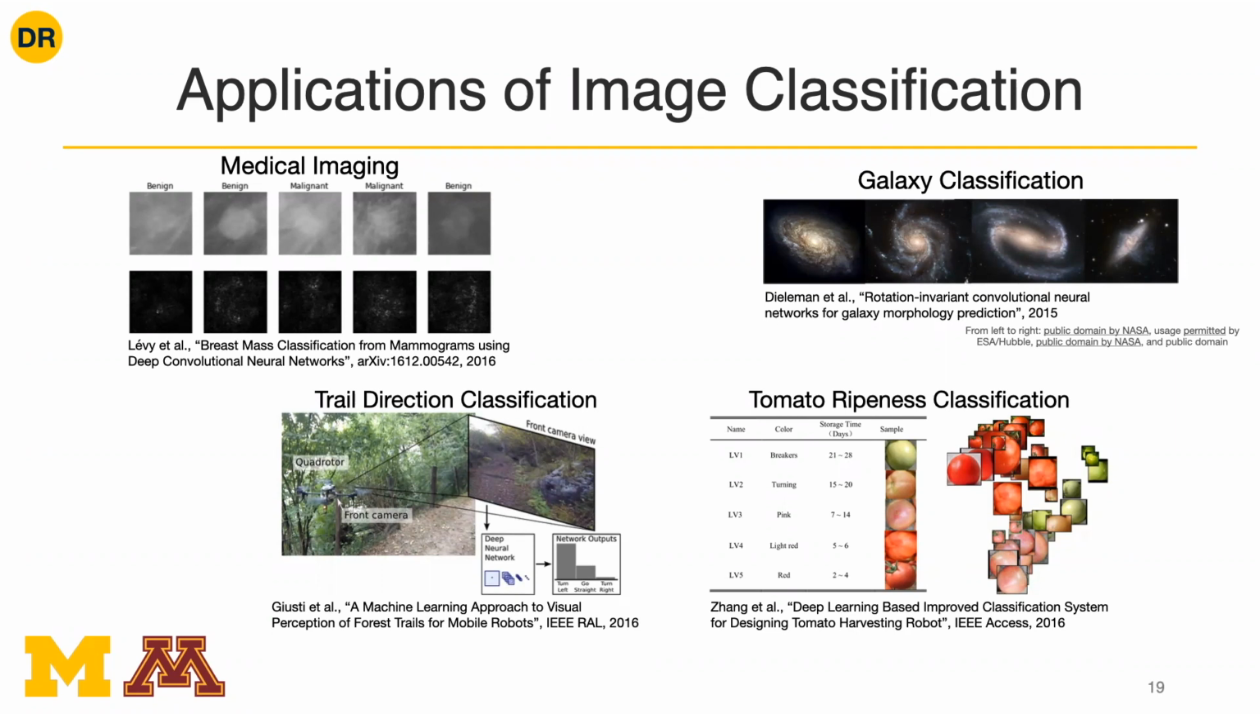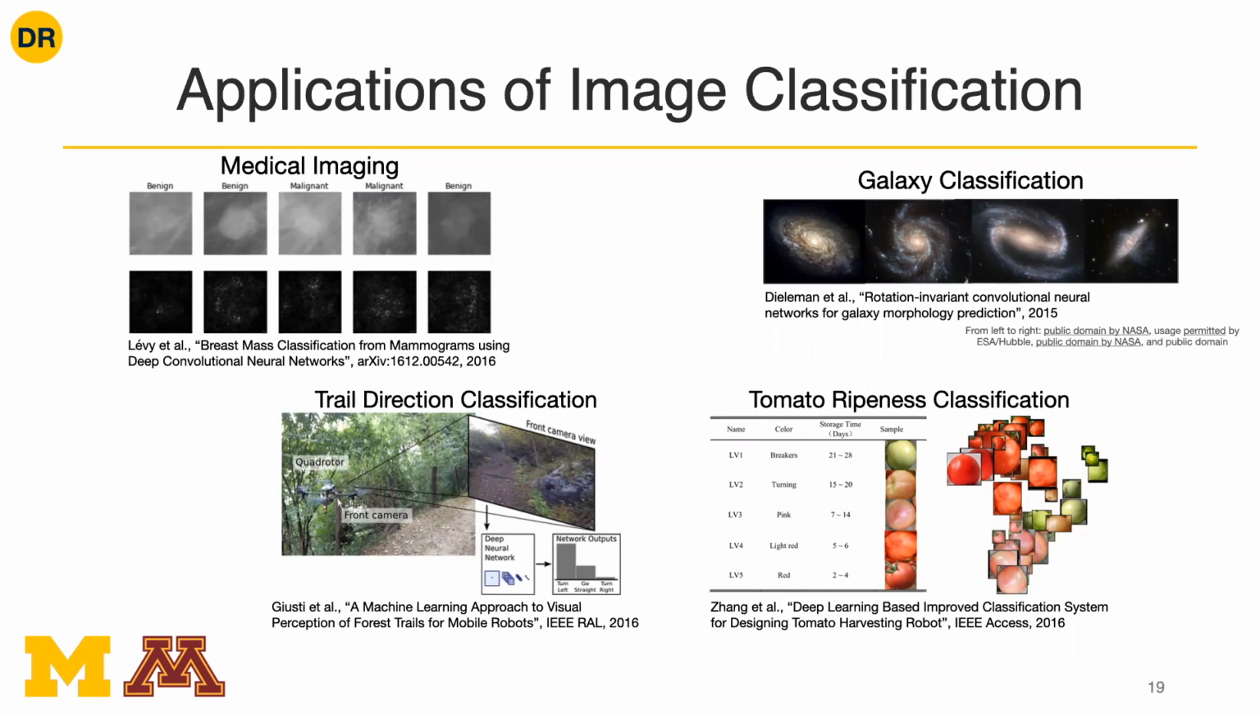On the bottom left, you see trail detection. This is actually using a drone. The drone is trying to follow a trail in a forest. By classifying a frame as either the straight direction or not a trail, it is able to navigate in that forest environment. On the bottom right, there is an example of how it is being used in agriculture to classify tomatoes as either ripe or not.